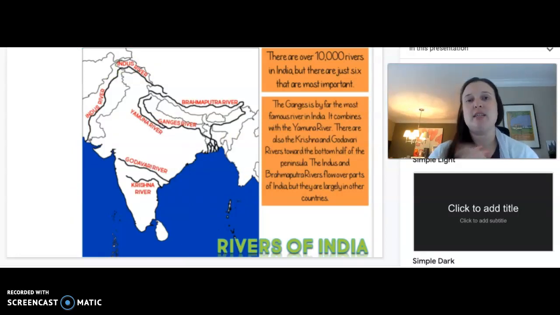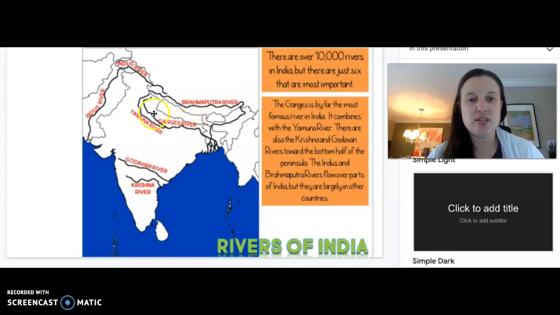Okay, the last slide is about rivers in India. There are several important rivers, and you'll need to know these rivers for our activity today. The text says there are over 10,000 rivers in India, but there are just 6 that are most important.